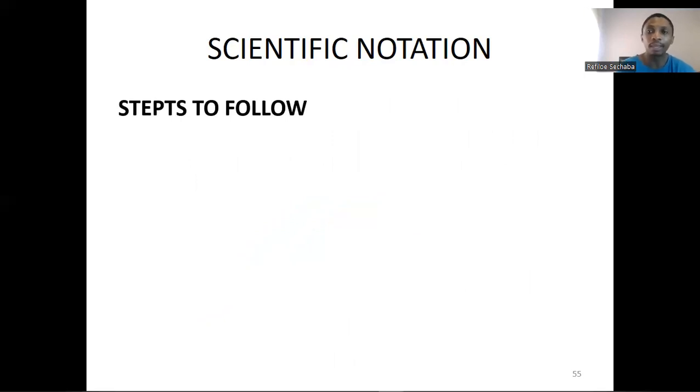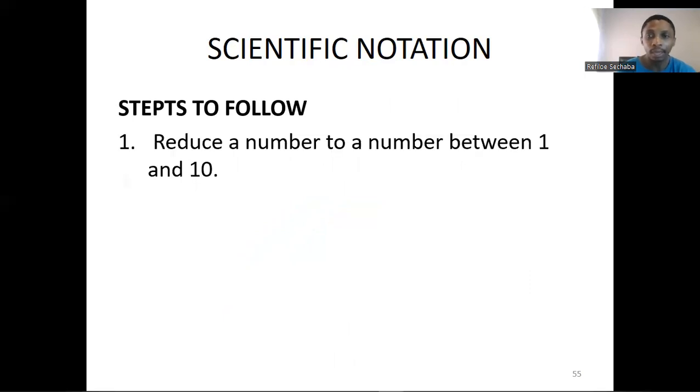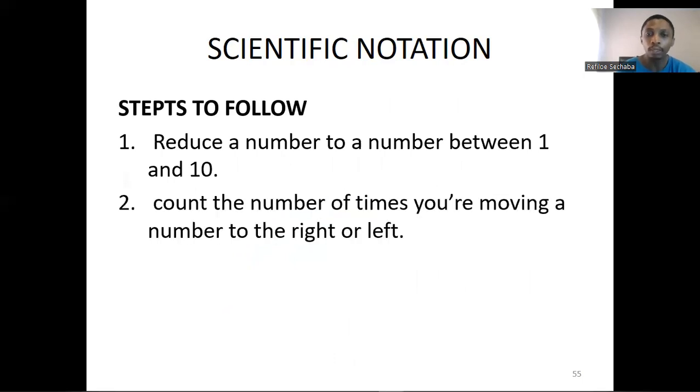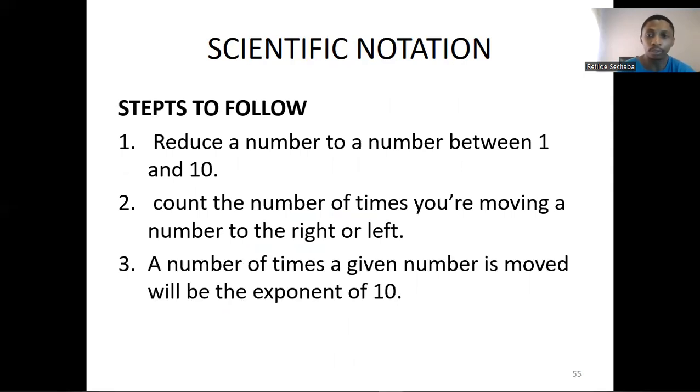Now the steps that you need to follow in writing a number in scientific notation: step 1, reduce the number to a number between 1 and 10. Step 2, count the number of times you're moving the number to the right or left so that you only have one digit before the comma. Step 3, write the number of times a given number is moved, and that will be the exponent of 10.